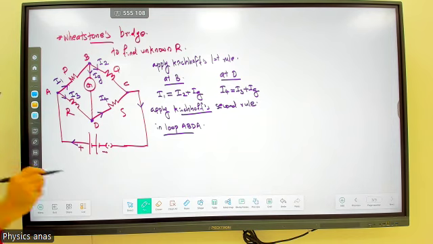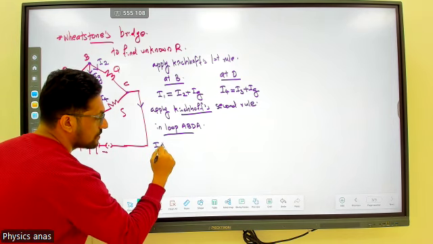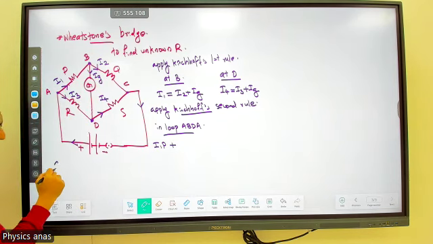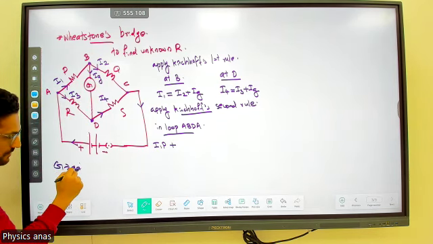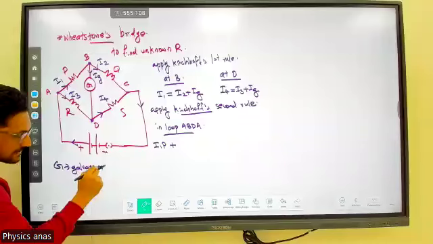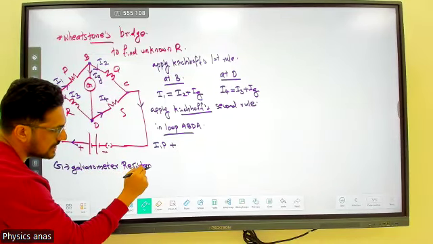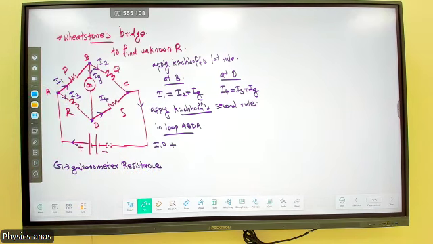I1P is the first voltage. I1P plus IgG. What is G? G is the galvanometer resistance. Clear? G is the galvanometer resistance.